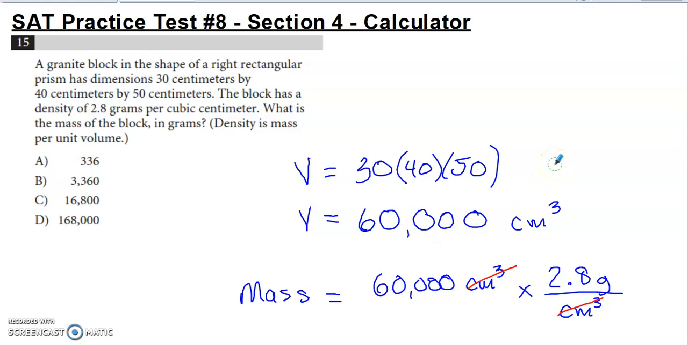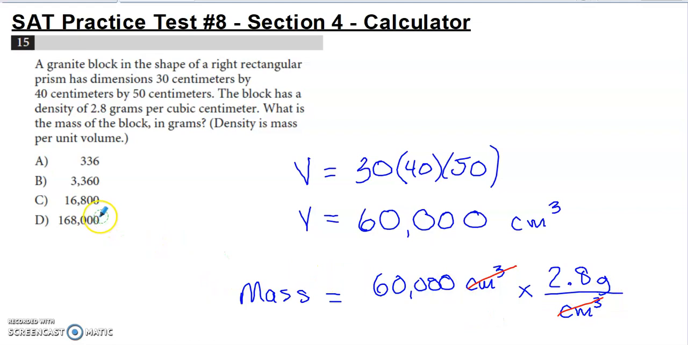To determine the mass, we're going to have to multiply the volume, which is measured in cubic centimeters, by the density, which is measured in grams per cubic centimeter. They do tell you that density is mass per unit volume, and that's indicated by the units already, so I just went with the dimensional analysis route. If I multiply 60,000 cubic centimeters by 2.8 grams per cubic centimeter, my end result is going to be the total number of grams that the block weighs.